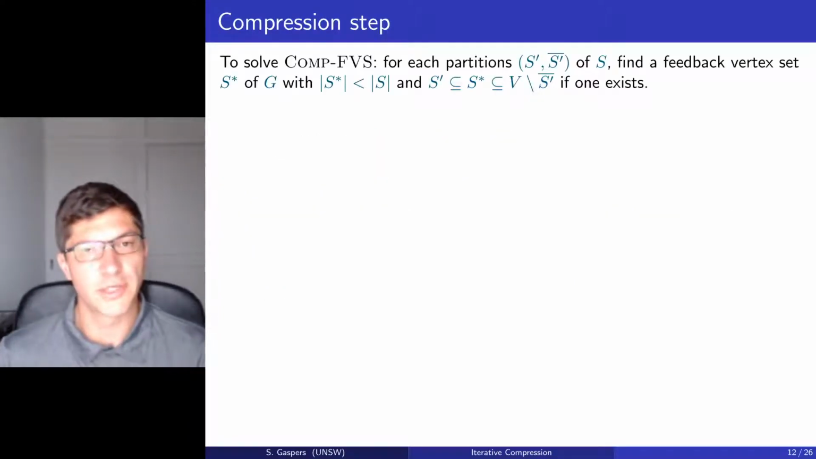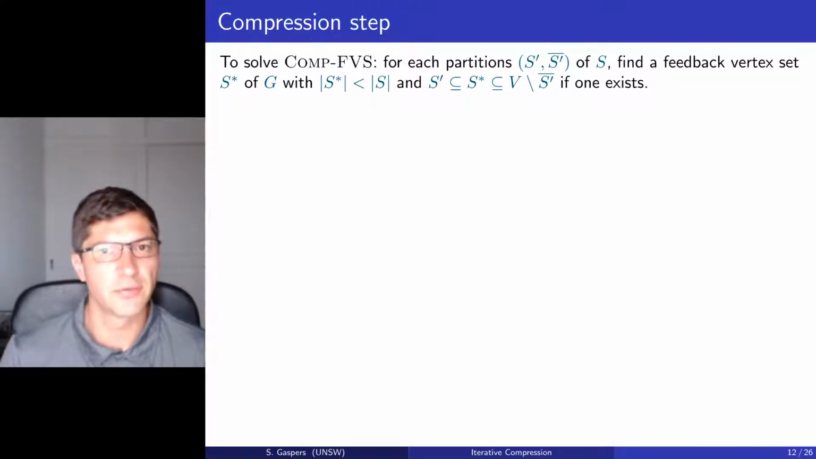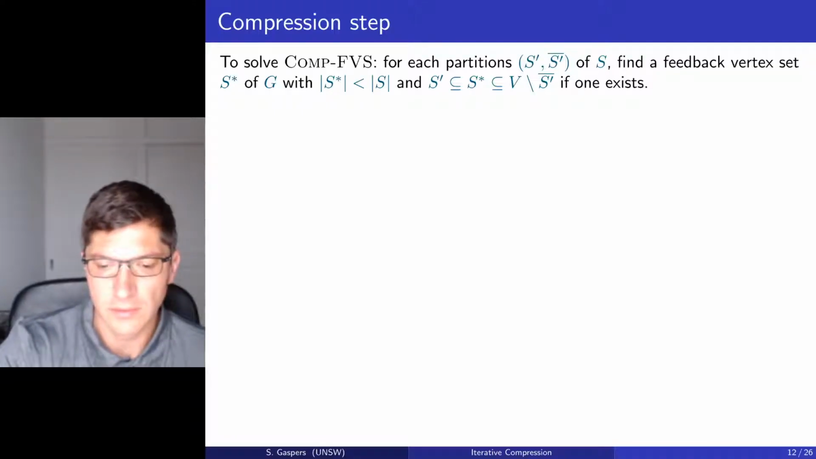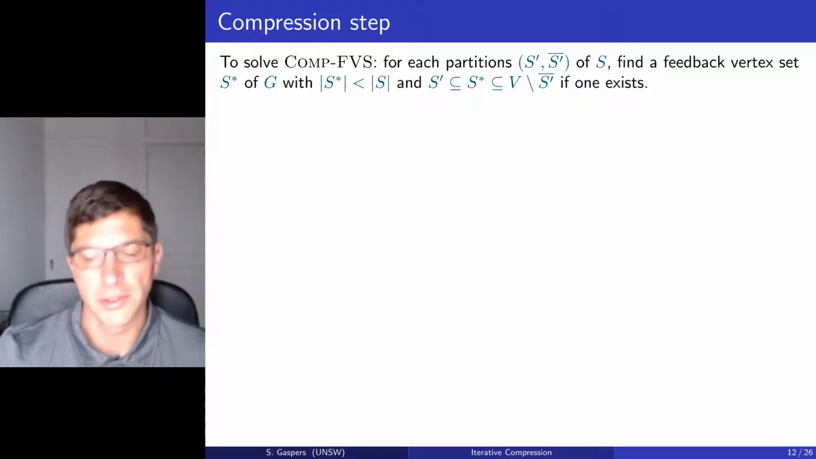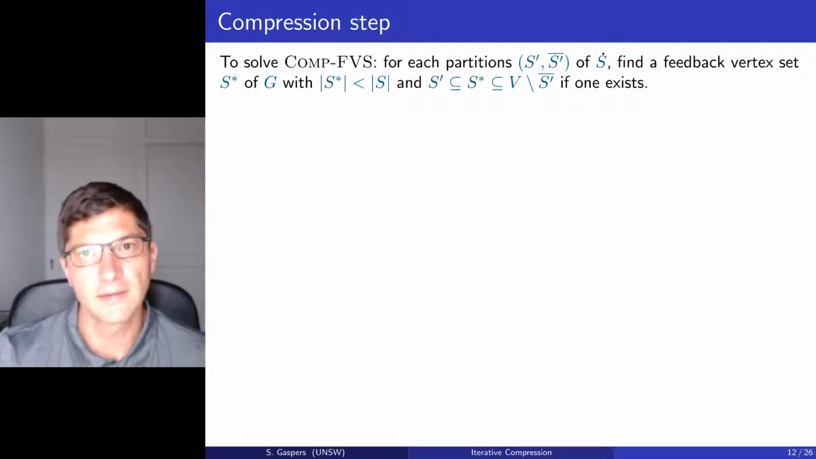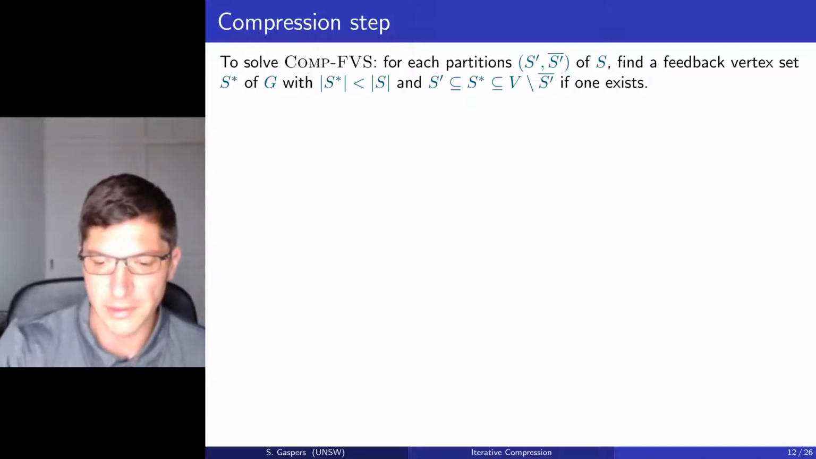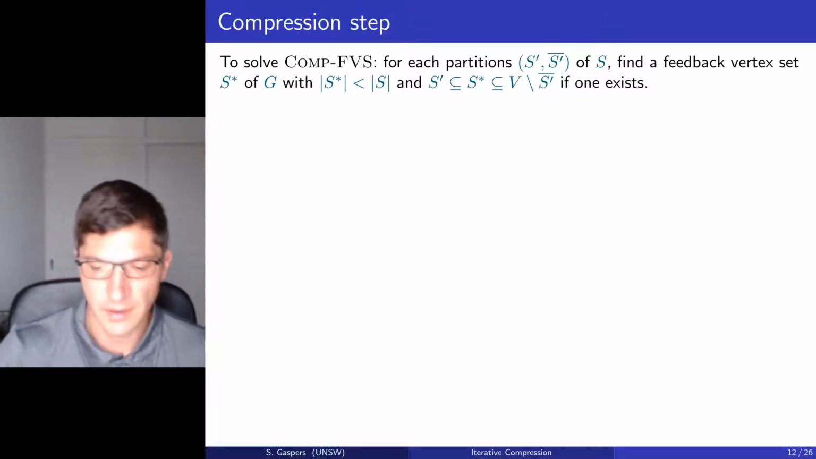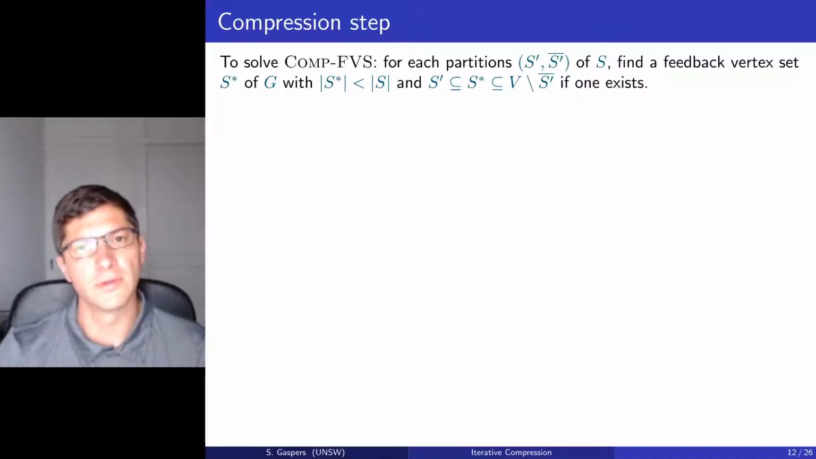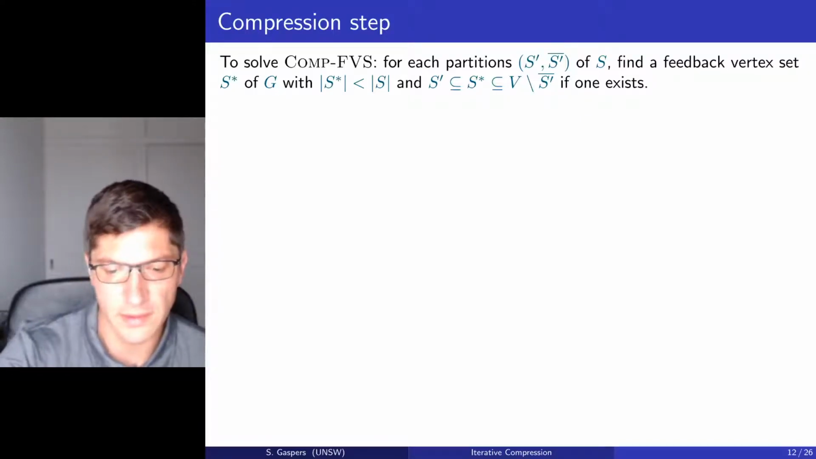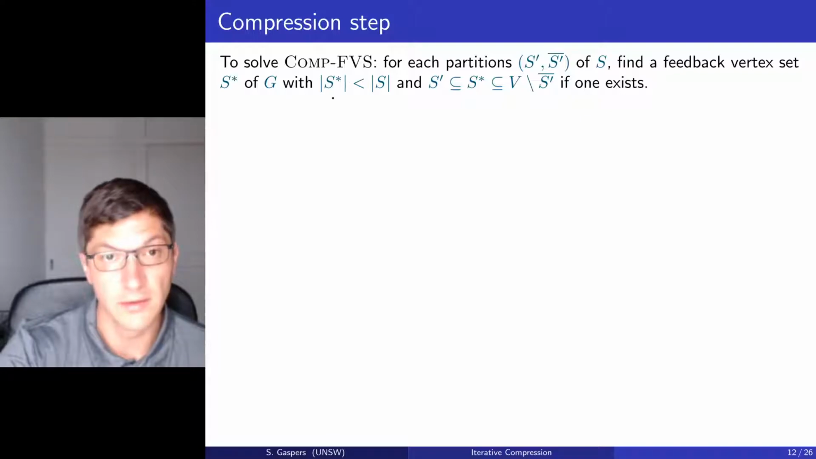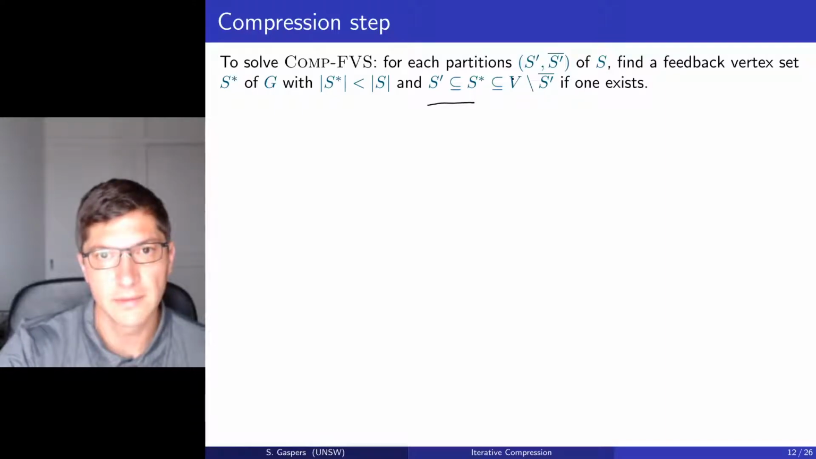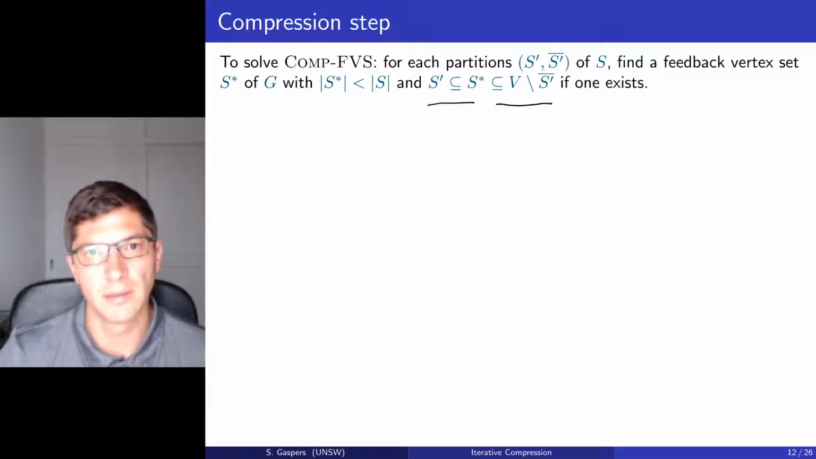We still need to solve the compression version of the problem, and we use the same approach as for vertex cover. So to solve the compression version, we will go through all partitions of this feedback vertex set S that's given to us. And so we'll partition it into two sets, S prime, those are the vertices that we want to keep in our feedback vertex set, and S prime bar, those are the vertices that we don't want to have in our new feedback vertex set. So we'll try and find a feedback vertex set S star of G that is smaller than S. It contains all the vertices of S prime and none of the vertices of S prime bar.